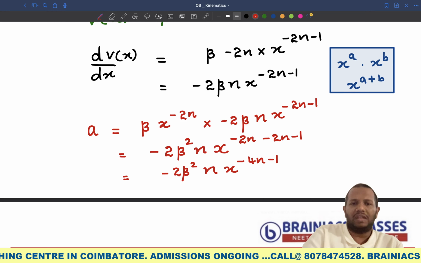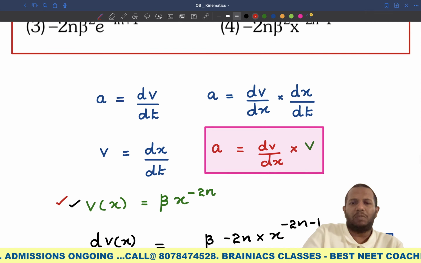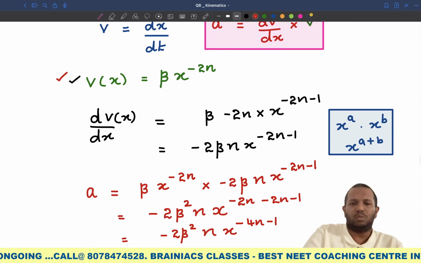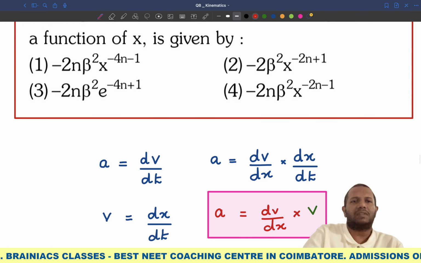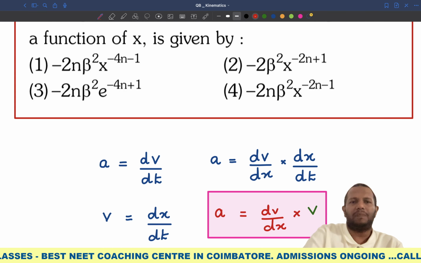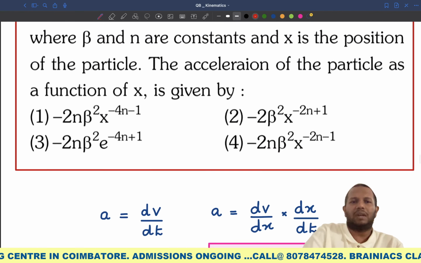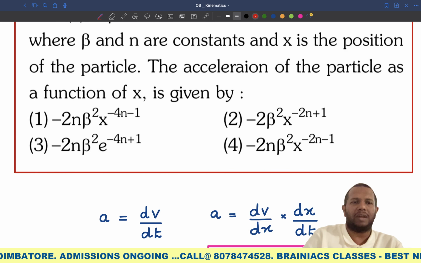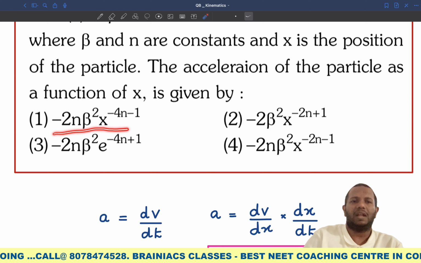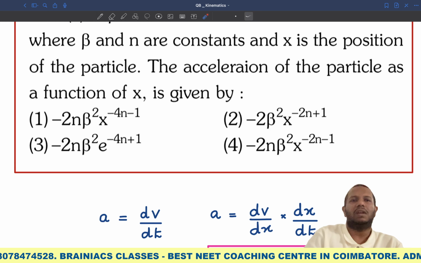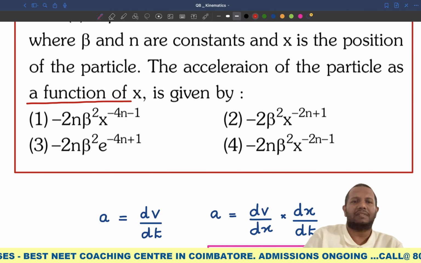Let me see whether this is present in the options. You have minus 2n beta square present in three options. Then x raised to, you can see here, minus 4n minus 1. So x raised to minus 4n minus 1, with minus 2n beta square. So I can say option 1 is my answer.